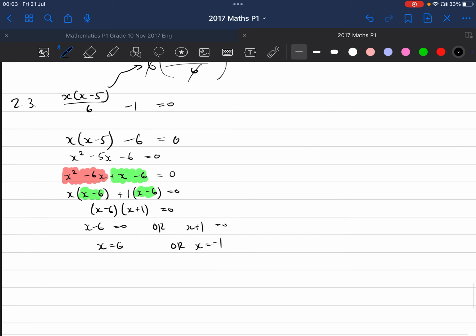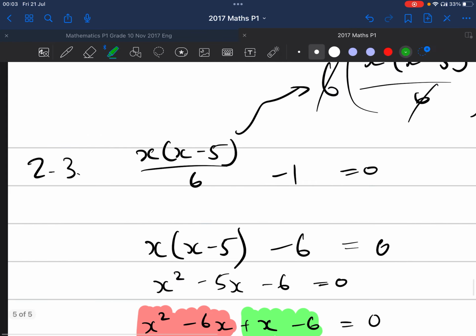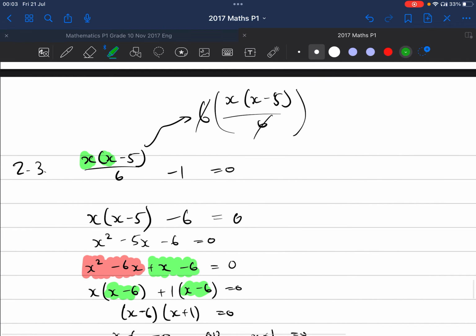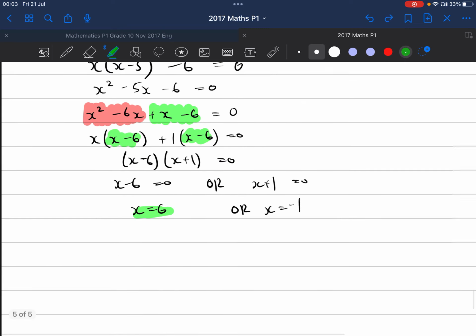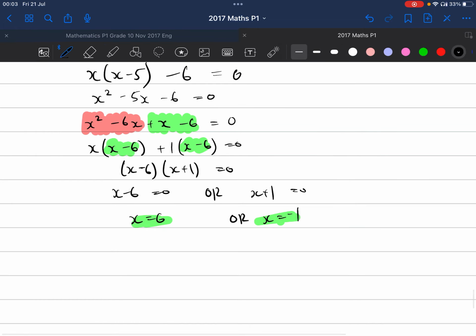Okay, now again, to test if your answers are correct, you're going to take each one. So let's start with x equals 6, and then you're going to come to your original equation and insert 6 wherever there's x. You're going to substitute it in, and do it for this side here. And if your answer comes to 0, then you know that you have the correct answer. And you do the same thing for x equals -1. Okay, I'll leave that up to you again.